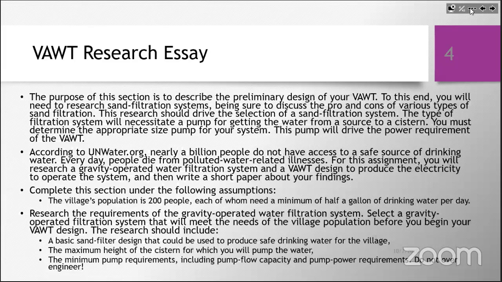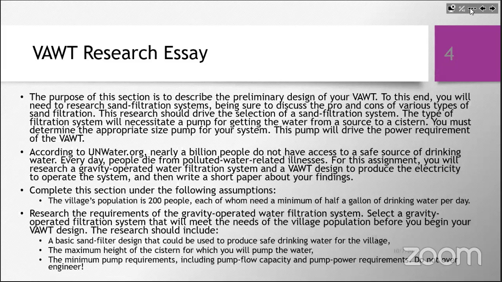Right, remember your village that you are supplying water to is roughly 200 people who each need a minimum of a half gallon of drinking water per day. So that's your target with your sand filtration system, right? Research the requirements for a gravity operated filtration system. Select a gravity operated filtration system that will meet the needs of the village population.